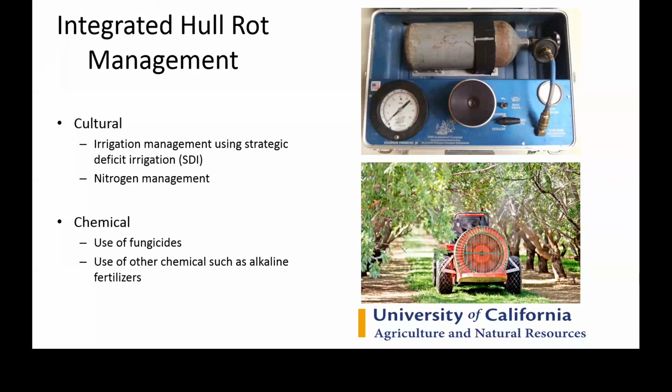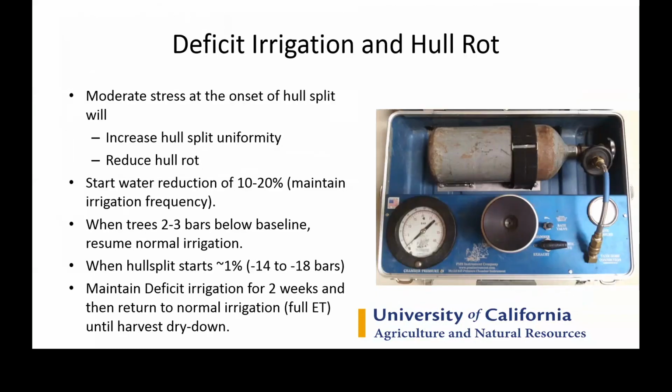So when we are talking about cultural practices, I will mainly be talking about using the strategic or regulated deficit irrigation. And then I will mention how to use nitrogen management to manage this disease. I will also talk about different fungicides available for us here to manage this disease. And recently, Dr. Azkavij did some work regarding the alkaline fertilizers and showed clearly that they can significantly reduce the incidence of hull rot inside the orchard.